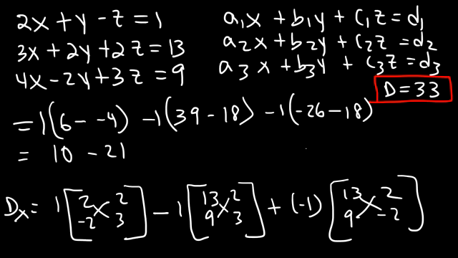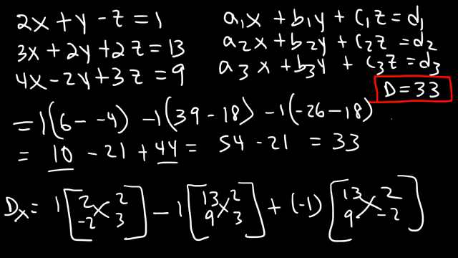Negative 26 minus 18, that's going to be negative 44. Times negative 1, so that's positive 44. So we have 10 plus 44, which is 54, minus 21, which is 33. So dx is equal to 33.